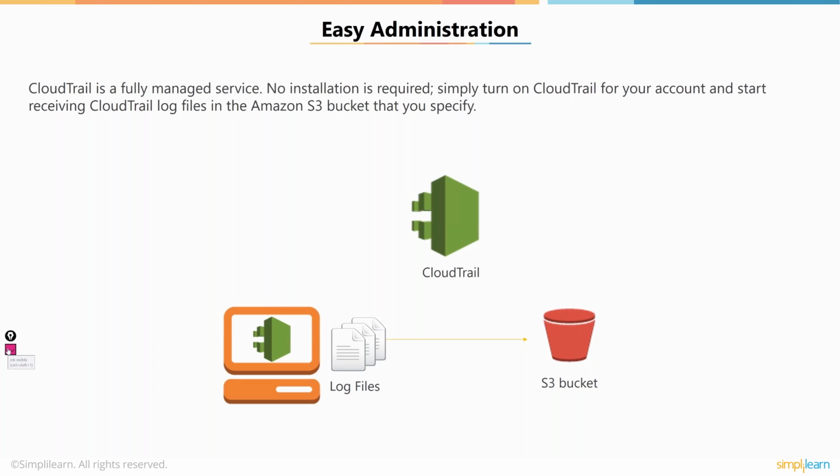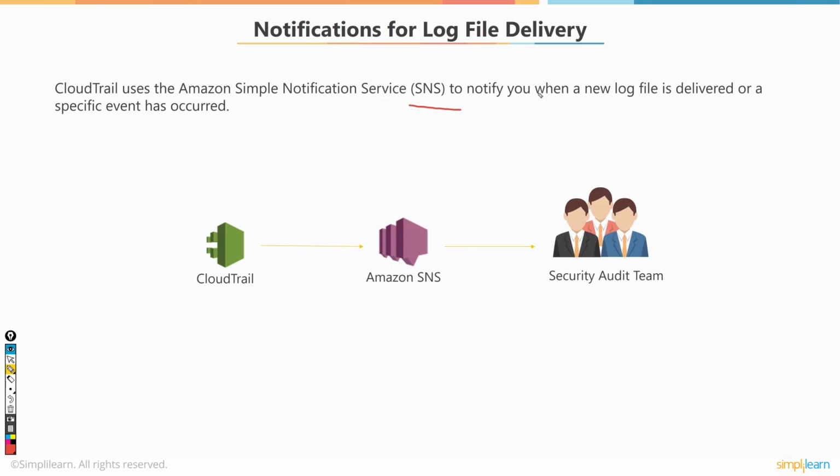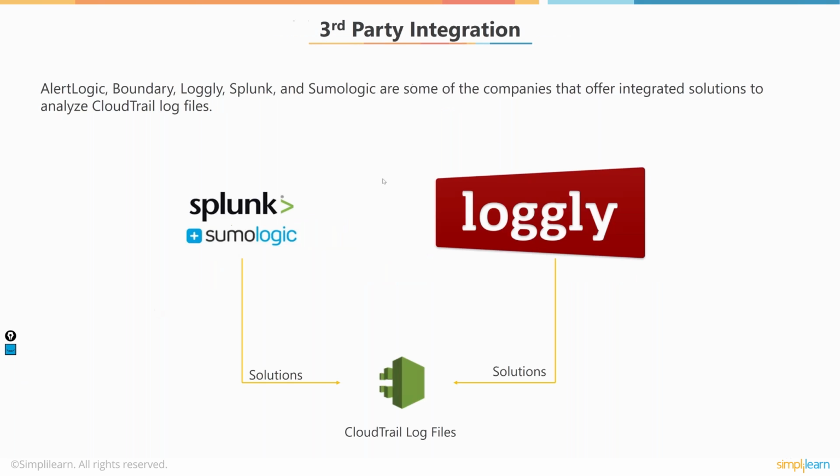And notifications on log file delivery. CloudTrail uses Amazon Simple Notification Service, also known as SNS, to notify you when a new log gets delivered or a specific event has occurred. You can link CloudTrail with the notification service. So, for example, if a new log gets rotated or something happens, it can notify the user about it. Also, CloudTrail itself can be integrated with multiple different providers like Splunk, Sumo Logic, or Loggly, which can parse and visualize those logs in almost real time.